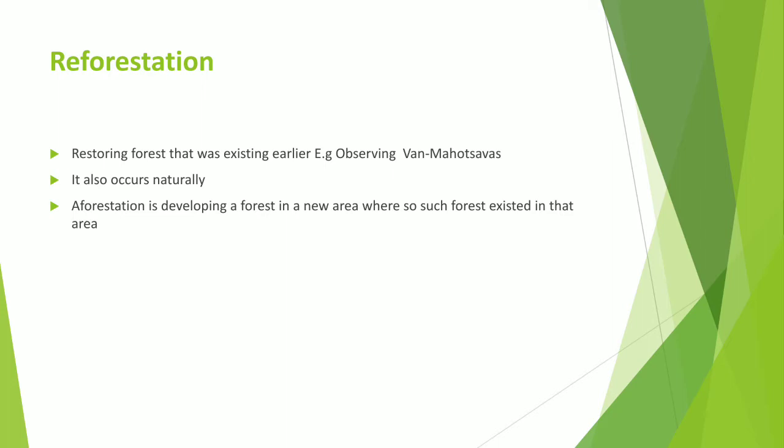Reforestation: we have to plant trees, restoring the forest that existed earlier. Restoring is called reforestation. So this is how we can restore. One main example is the Environment Day, along with the Vana Mahotsav programs. This also occurs naturally. Afforestation is developing a forest in a new area where such a forest did not exist before, that is, developing forest in those areas where they have been cut down.